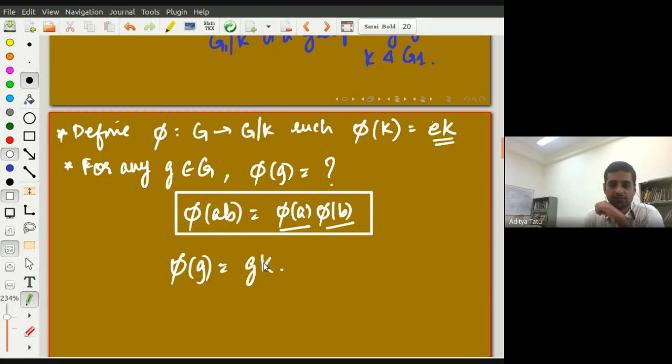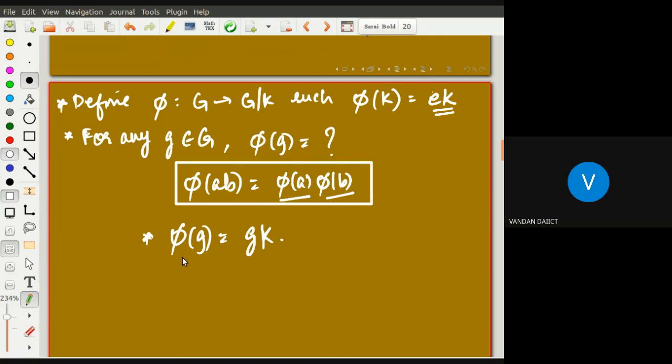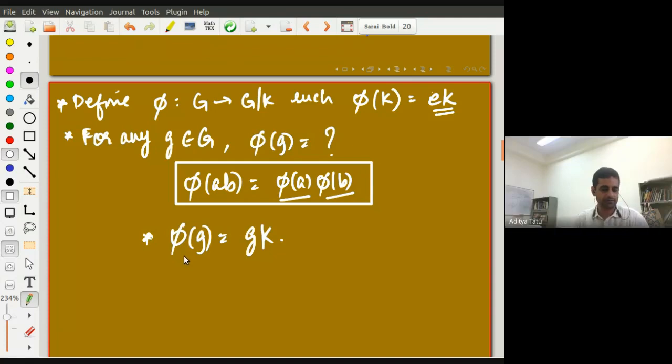What happens with this definition? There are three things to verify with this definition of the map phi. One, is it well defined? Yes, sir. Why? It takes an element to the coset in which that element is there.